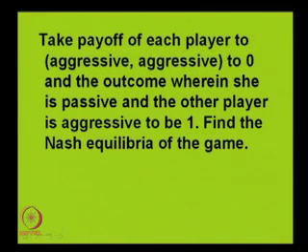Take the payoff of each player to aggressive to be 0 and the outcome wherein she is passive and the other player is aggressive to be 1. Find the Nash equilibria of the game. There are two stages of this exercise. First, we have to find out what are the numbers which represent this von Neumann-Morgenstern preference, and then we have to find out the Nash equilibria or the mixed strategy Nash equilibria of the game.